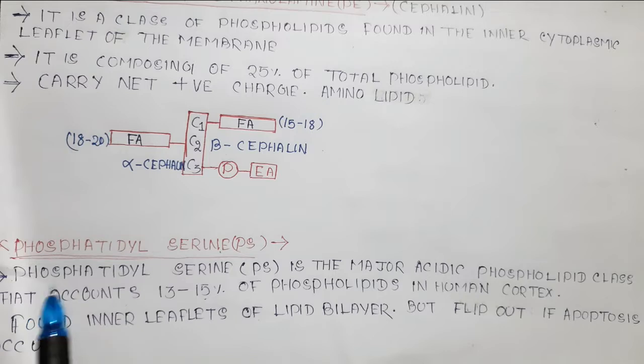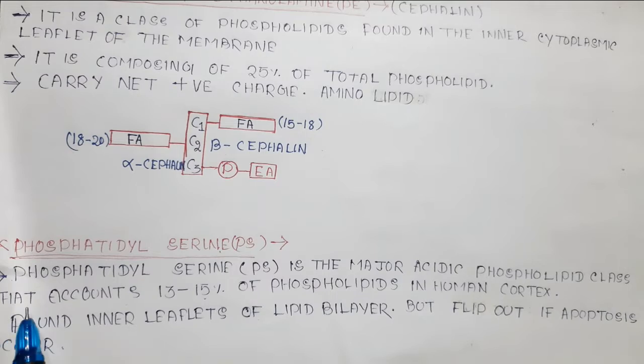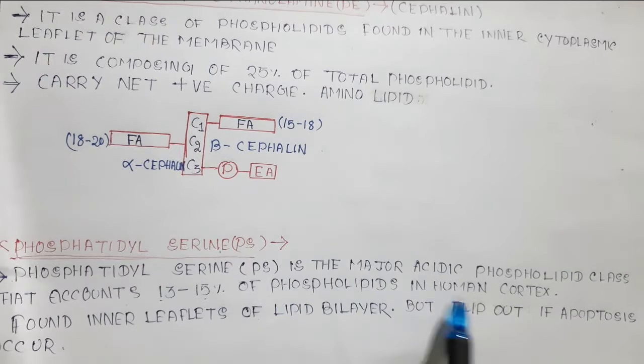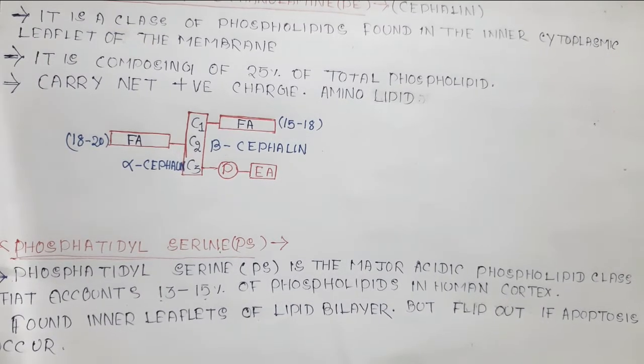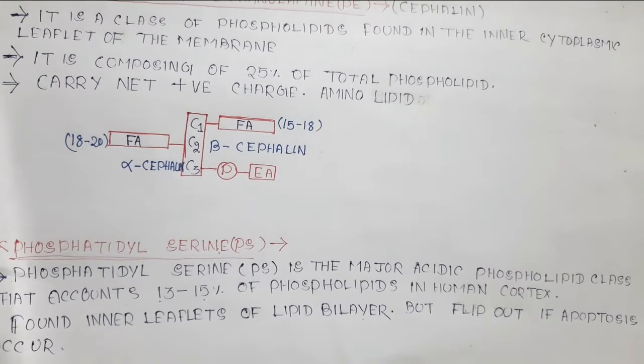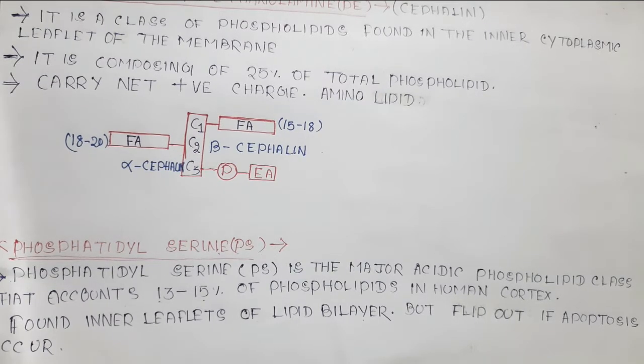Then the next point is that phosphatidyl serine is the major acidic phospholipid class that accounts for 13 to 15% of phospholipid in the human cortex. Then the next one is that it is found in the inner leaflet of the lipid bilayer but flips out if apoptosis occurs. As I had already said, phosphatidyl ethanolamine is also present in the inner leaflet. When apoptosis occurs in a cell, the phosphatidyl serine flips outside, to the outside of the membrane.